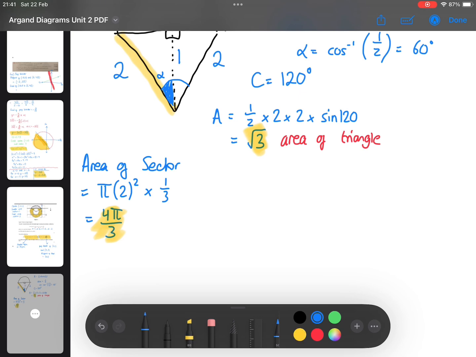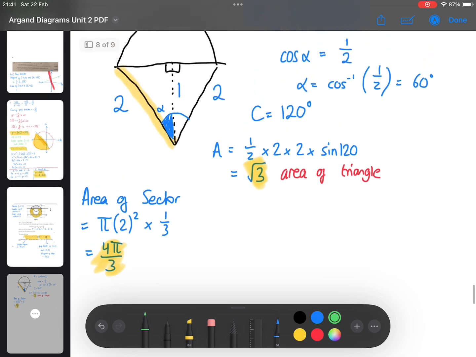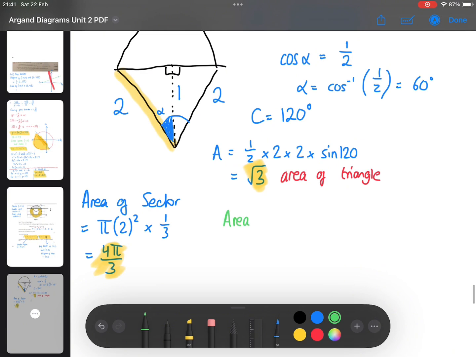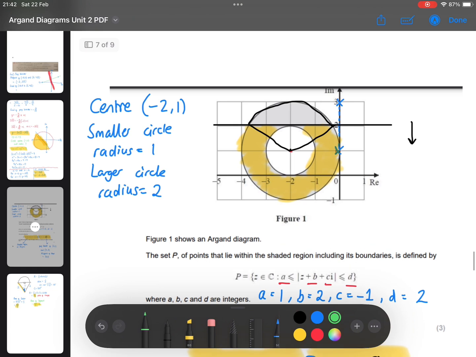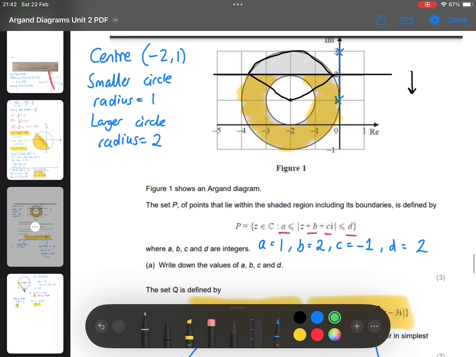So if we want to find the area of the segment, we're going to subtract from the area of the sector the area of the triangle. So 4 pi over 3 minus root 3. That is the area of the segment. And finally, just to go back to the question, it's important to remember that that was not what they were asking for. They were asking for the area of the region below the line, minus that unshaded circle.